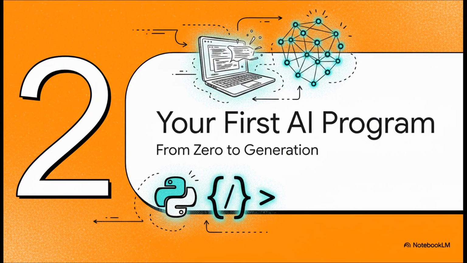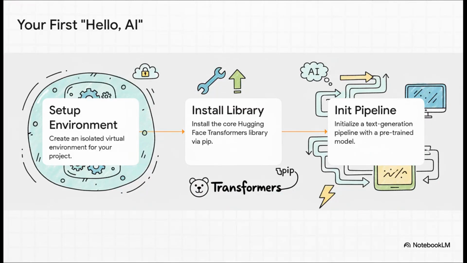All right, enough theory. How does this all turn into something you can actually run? We're at that really exciting moment when you run your first AI program. And trust me, there's nothing quite like seeing that first sentence generate right there on your screen. So what does it take to get that first hello world moment with AI? It's way simpler than you might think.